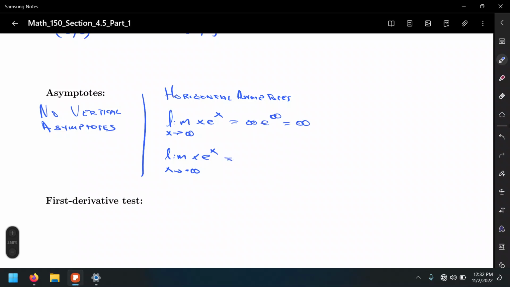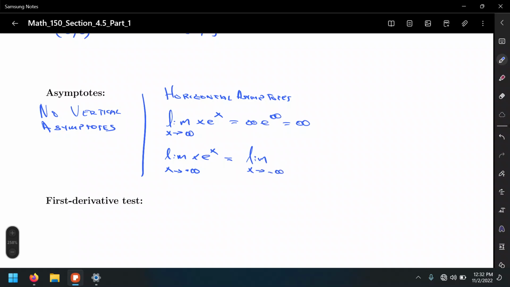However, what is this? Negative infinity times e to the negative infinity. Isn't it the same as saying negative infinity over e to the positive infinity, which is negative infinity over infinity? Well, isn't that an indeterminate form? So that means we will have to use L'Hopital's rule in order to compute this limit and be able to find that horizontal asymptote.